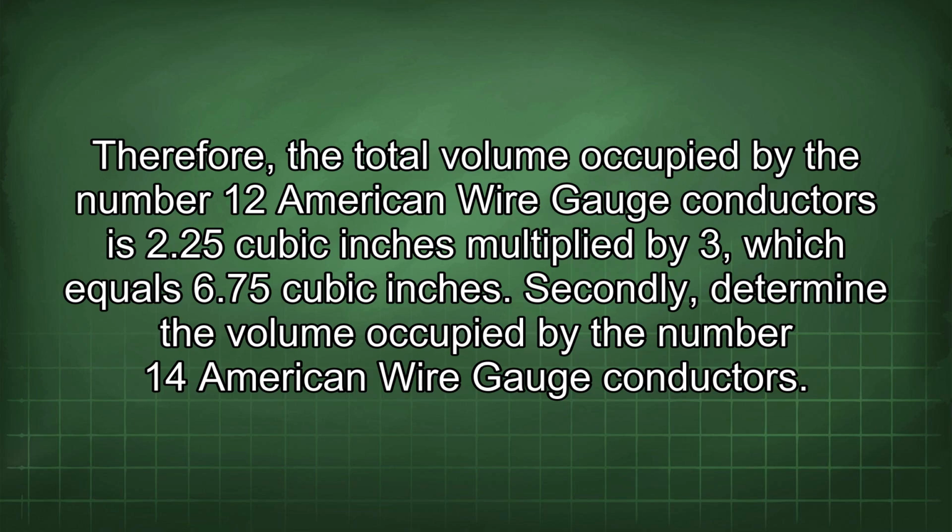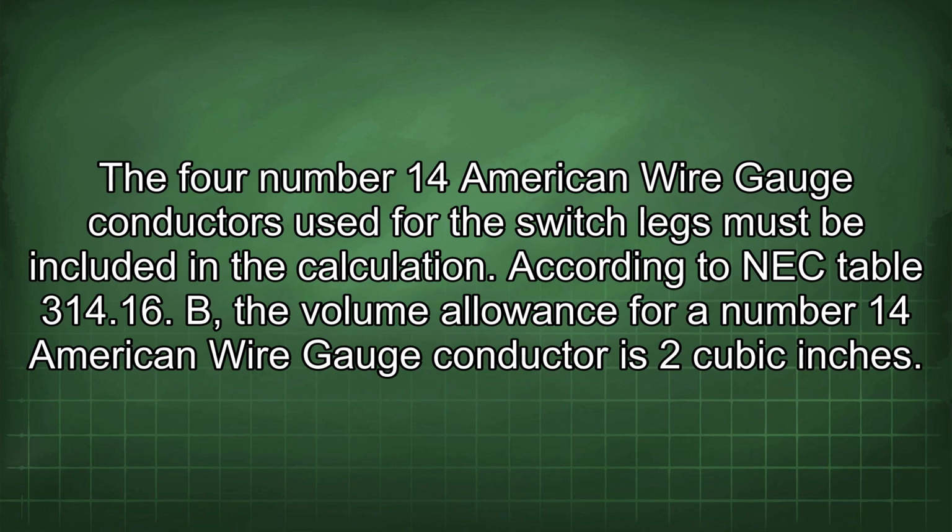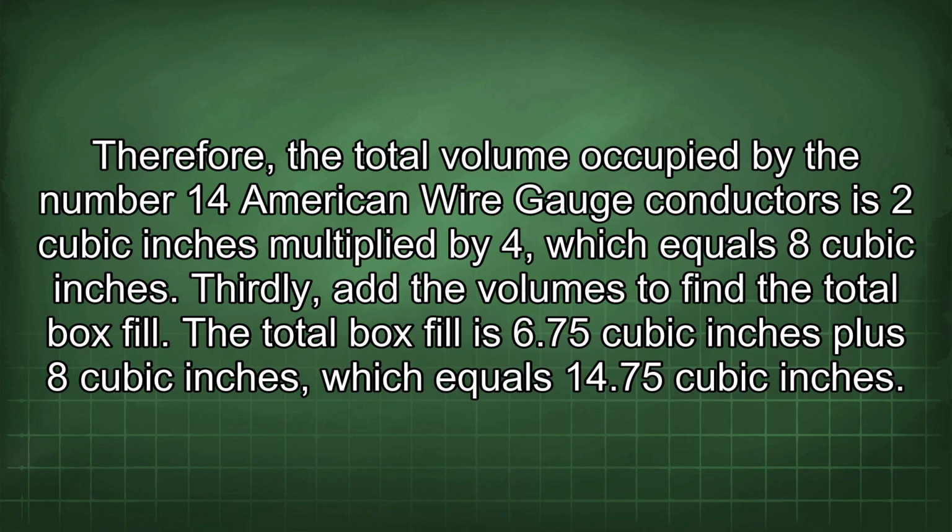Secondly, determine the volume occupied by the number 14 American wire gauge conductors. The 4 number 14 American wire gauge conductors used for the switch legs must be included in the calculation. According to NEC Table 314.16, the volume allowance for a number 14 American wire gauge conductor is 2 cubic inches. Therefore, the total volume occupied by the number 14 American wire gauge conductors is 2 cubic inches multiplied by 4, which equals 8 cubic inches.